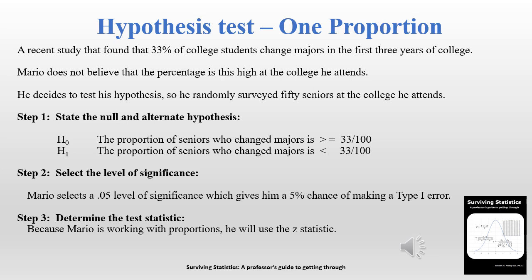So his null and alternate hypothesis is: the null hypothesis, the proportion of seniors who change their major is greater than or equal to 33%. The alternate hypothesis, the proportion of seniors who change their majors is less than 33%. He selects a level of significance. He decides to go with a 0.05 level of significance, which gives him a 5% chance of making a type 1 error. Well, he determines a test statistic, which will be the z-stat, because he is working with a proportion.